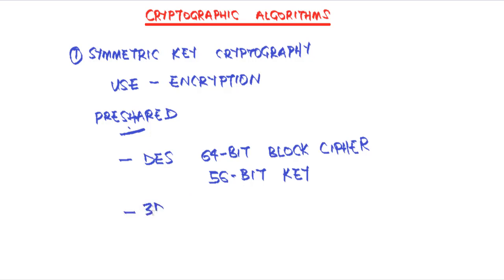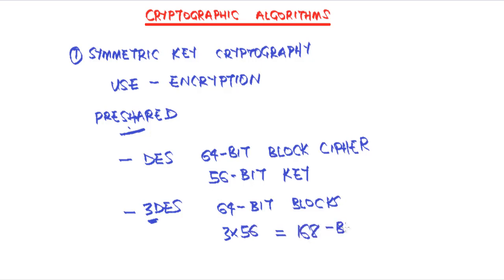Now another one that we could have is triple DES. As the name says, it's just 3 times DES. It still uses 64-bit blocks, but its key length is 3 times that of DES, so that's 3 times 56, which is equal to 168. So it uses a 168-bit key. The reason we have 3DES is because DES is not secure anymore. It has actually been broken, and that's why you have a longer key length. But as we'll see, there's an even more secure one, which is the next one we're going to consider, AES.